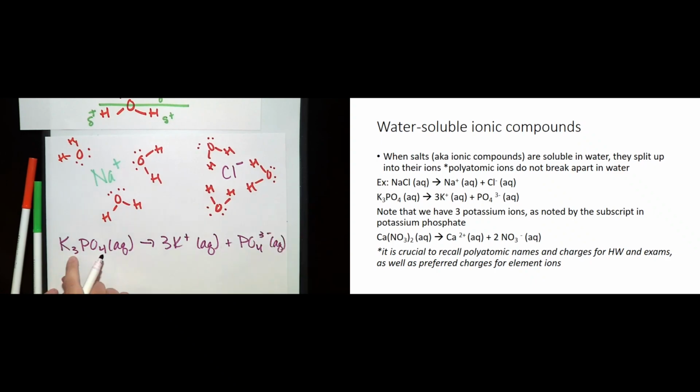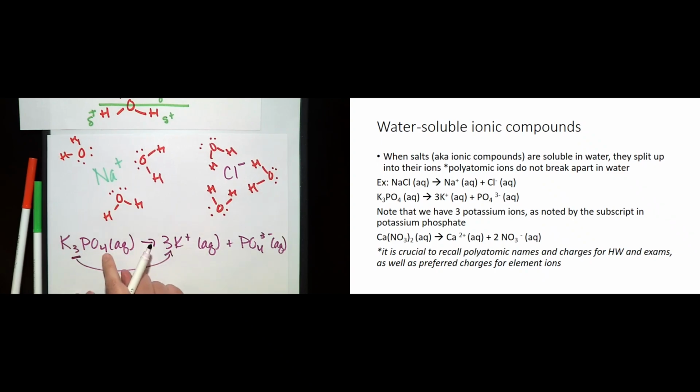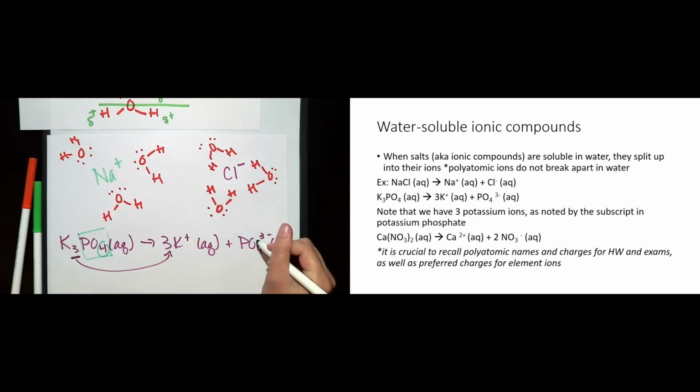All right, all potassium salts are soluble. This subscript here tells me that I have 3 potassium ions. This subscript on the phosphate just tells me that is the phosphate polyatomic ion. We're not going to break those apart into their elements.